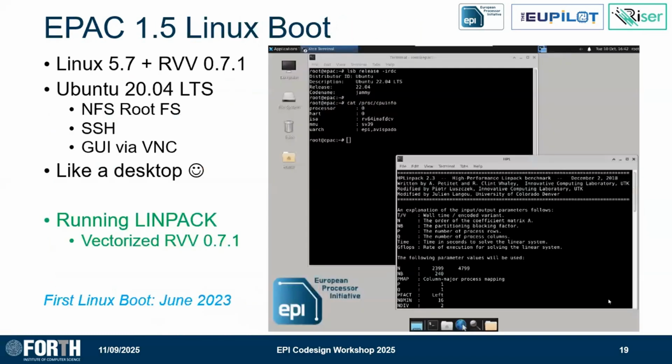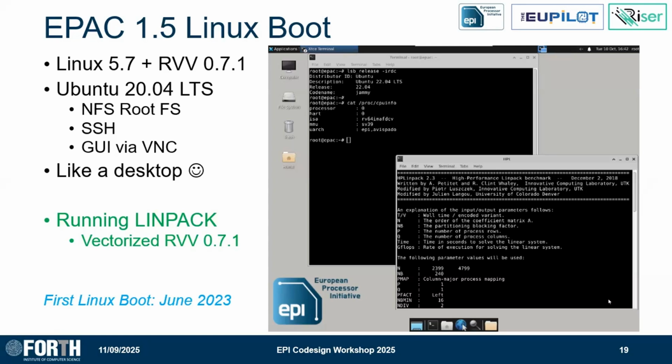So what happened in June 2023 is our first Linux boot with EPAC 1.5. It was Linux with RISC-V vector version 0.71, Ubuntu 20 LTS, the root file system on NFS, SSH, and actually this is a GUI that we got via VNC from the chip. So you can see a normal window manager and then terminals. You can see the cores and the extensions. And here in this quarter, it's Linpack running over a GUI on the EPAC 1.5 chip.